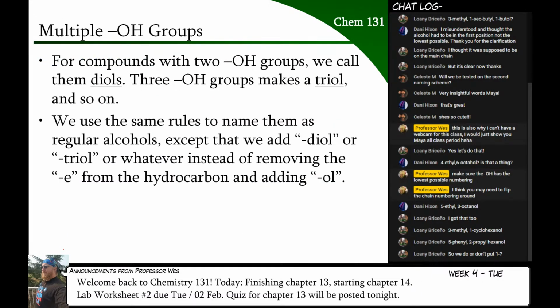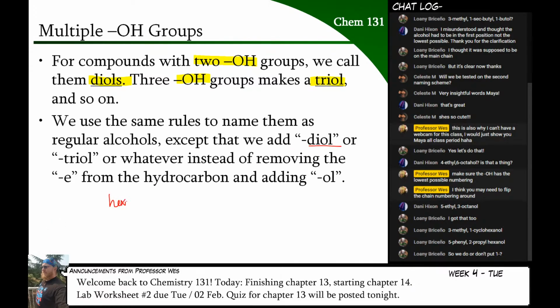All right. If you have 2 alcohols present, we're going to call it a diol. So 2 hydroxides, diol. 3 hydroxides, triol. 4 would be tetrol, and so on and so forth. Now, we're going to name these the same way, but instead of saying hexanol, we're just going to add diol to the end of the hydrocarbon name.